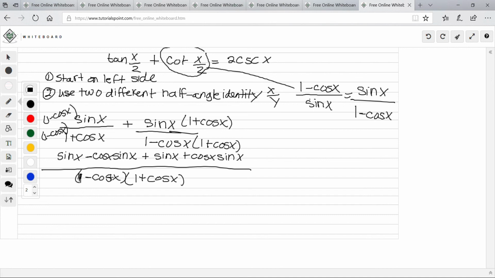Now let's simplify the numerator. So this cosine x times sine x and this negative cosine x times sine x cancel. So we can get rid of this. So we have sine x plus sine x, which is 2 sine x. And then if you multiply this, it's a perfect square, so it's a squared minus b squared, so it's 1 minus cosine square x.